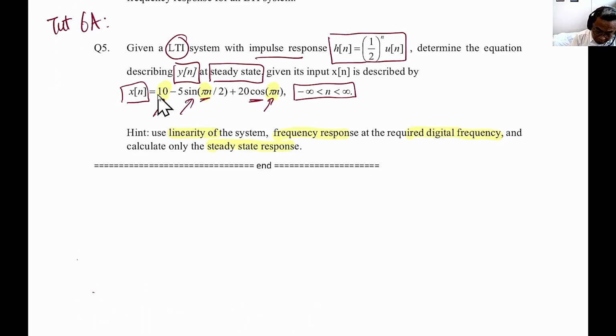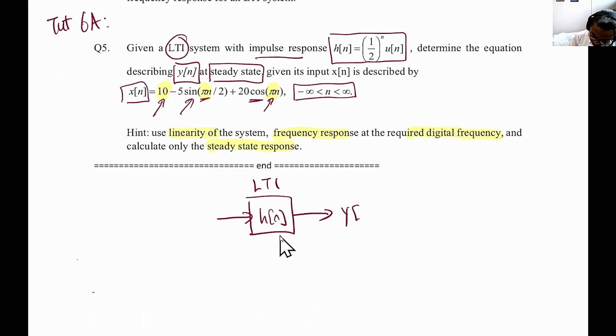Let's draw the diagram. When we draw an LTI system, we typically just draw a block to say that this is LTI, and h[n] represents the impulse response. We are then asked to write y[n], and we are given x[n]. Now the trick is that since we know that the system is linear, we can study each of these inputs individually. So we let x equal 10 first, just a constant.